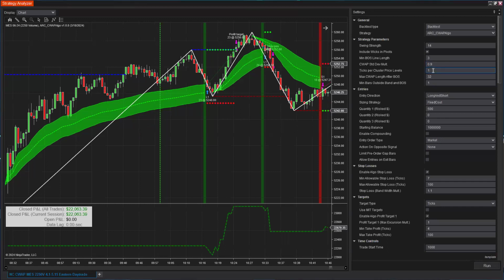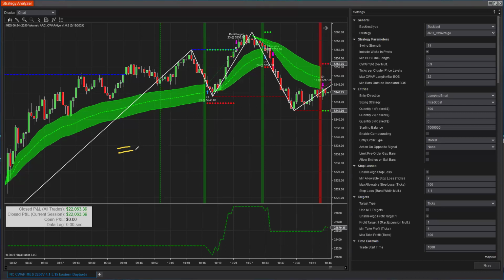Ticks per cluster level. A volume cluster is going to be the 3 highest levels of volume for each bar. You're probably familiar with volume profiles, and it might look something like this, and your point of control is going to be the highest level of volume in that session, right?